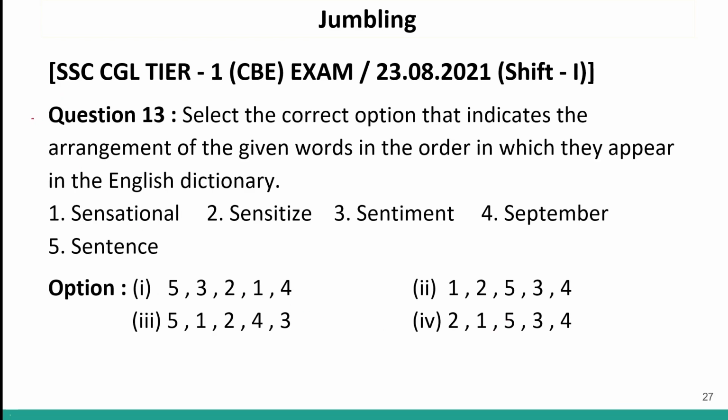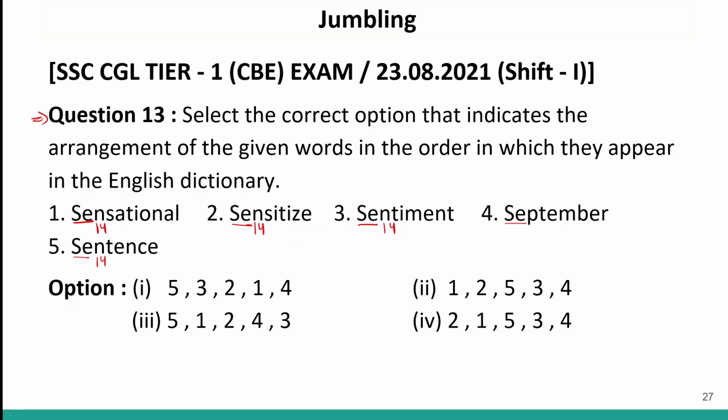Now, question number 13. 5 words are given: sensational, sensitize, sentiment, September, and sentence. And we have to arrange them in the dictionary order. Now, I can see that SEN is common in all. Okay, SE is common in all because we have September. So SE is common in all five. Then N is ranked at how much? 14. So in these 4 words, 14 is common.